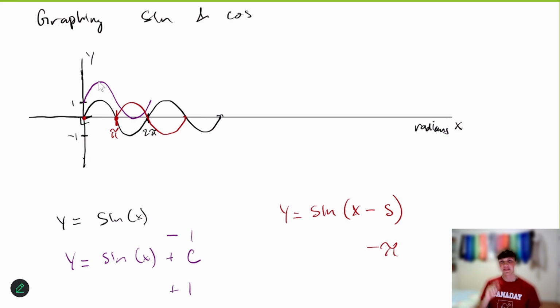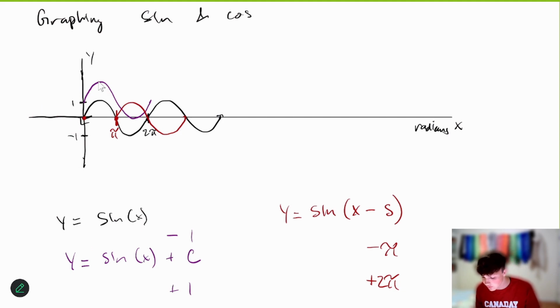Now be careful. This is kind of counterintuitive, right? Usually we think when we go to the right, our x value is increasing, right? But here, if we want to shift right, we're actually subtracting whatever our shift value is, right? And vice versa, if we want to shift our function left, we're actually going to have to do plus, 2 pi or something like that, if we want to shift our function left by 2 pi, right?